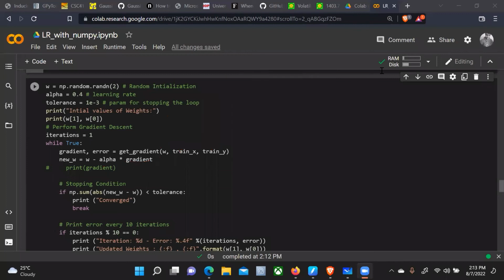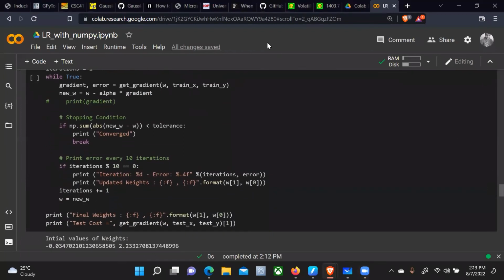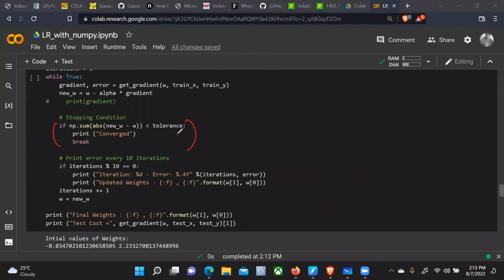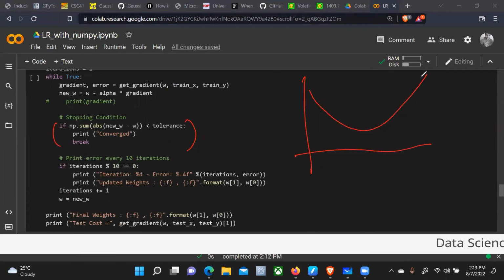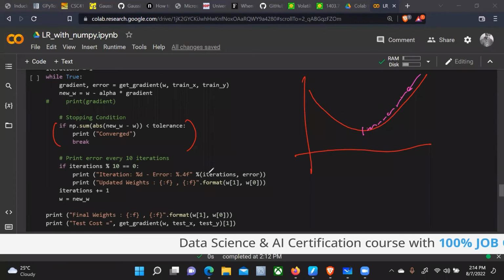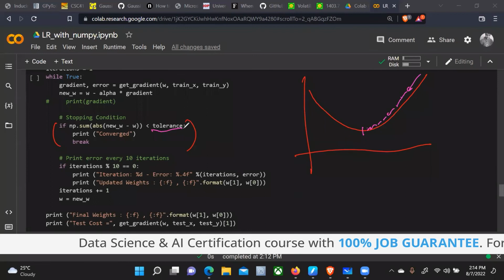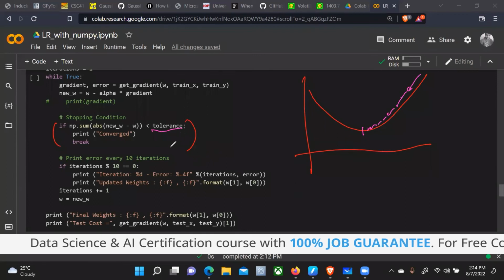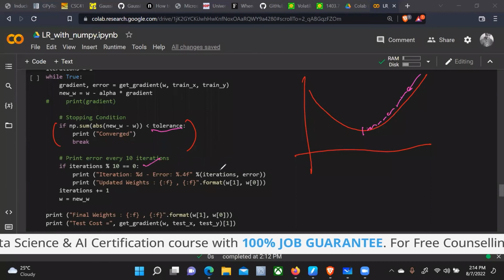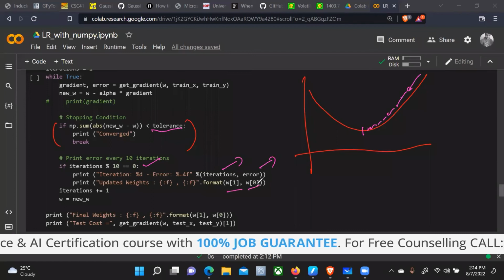The idea is, as we minimize the error, we get to a scenario where the error is very small, and as you go down here, it becomes way too small. At some point the changes are so small they do not even matter. So if the change is less than 10 to the power minus 3, we stop the algorithm completely. Until that happens, at every 10th iteration we keep printing the iteration, the error value, and the theta values we have right now.